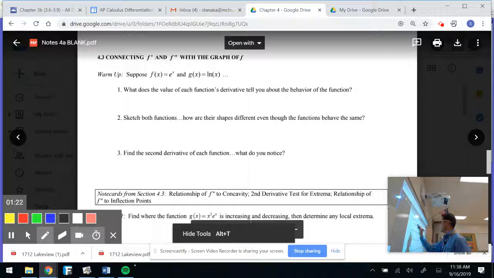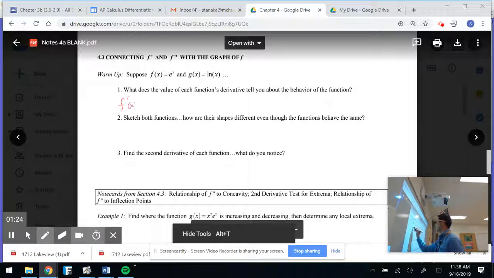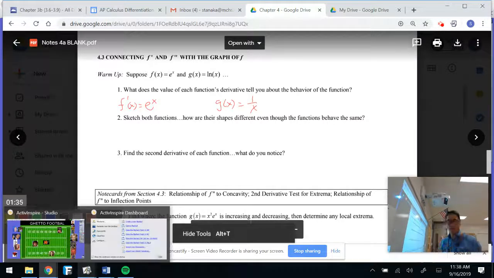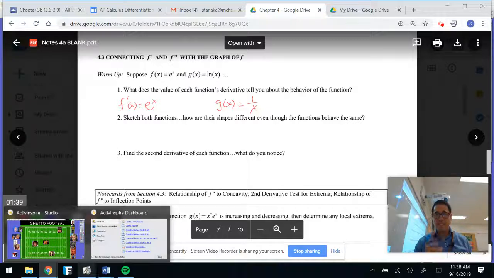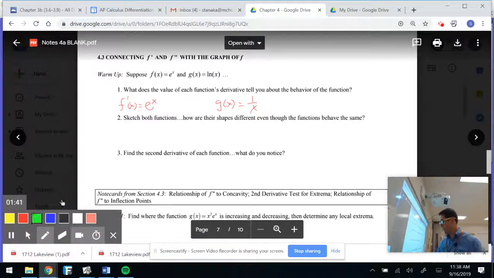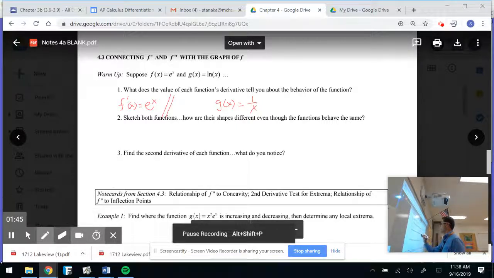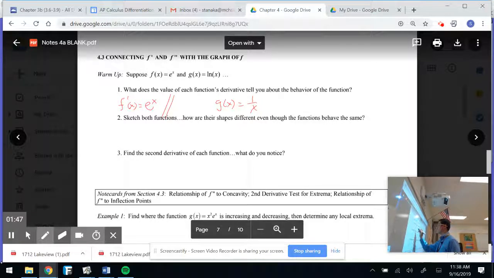Well, let's go ahead. What is the derivative of f of x? Well, that would be e to the x, right, class? And g of x is equal to 1 over x. Now, the question is, what would those derivatives tell me about the behaviors of the functions? And what I want you to do is think about that very quickly and see if you can get an answer for that.